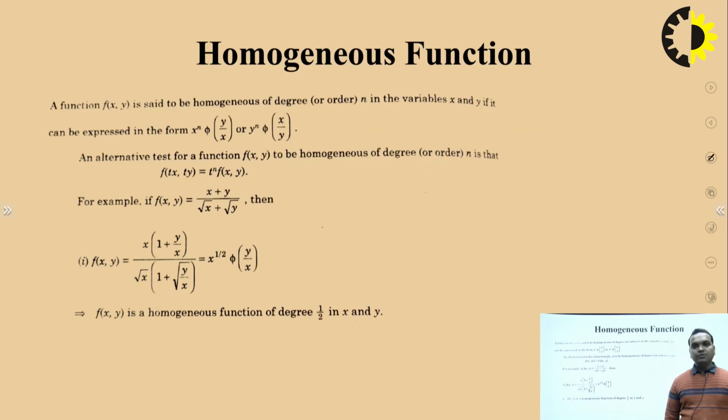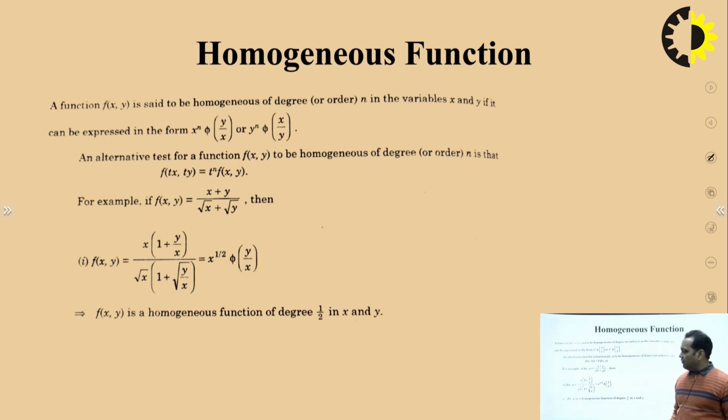What is a homogeneous function? A function f is said to be a homogeneous function of degree or order n in x and y if it can be put in the form x to the power n phi of y upon x, or y to the power n phi of x upon y. An alternative test for function f to be homogeneous of degree n in x and y: if f(tx, ty) equals t to the power n f(x, y), then this function is called a homogeneous function of degree n.